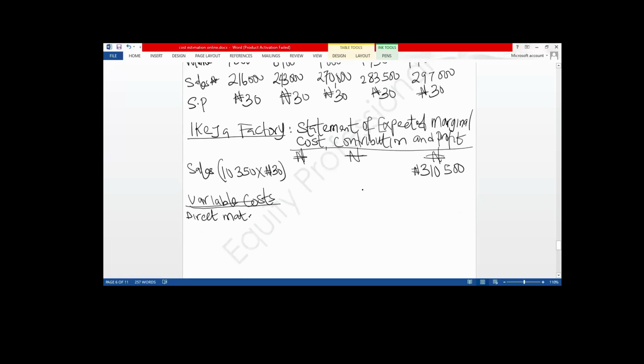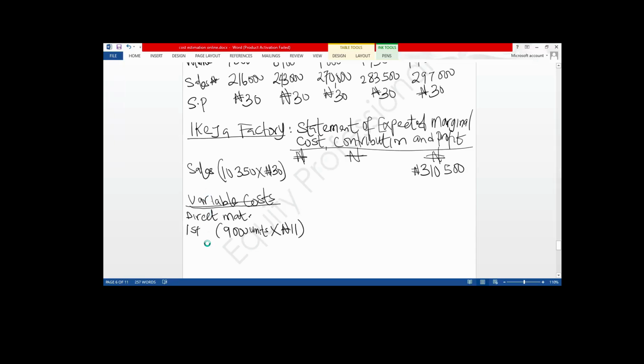I'll come here. First batch: 9,000 units. The material cost per unit for this will be 11 Naira. Out of 10,350, we have produced 9,000. We are left with what? 1,350. That is the extra that is produced above 100%.